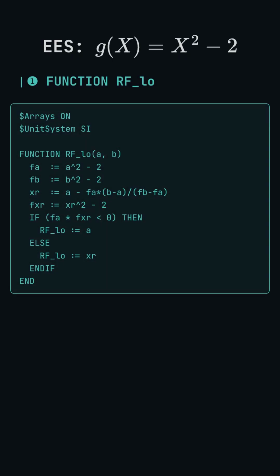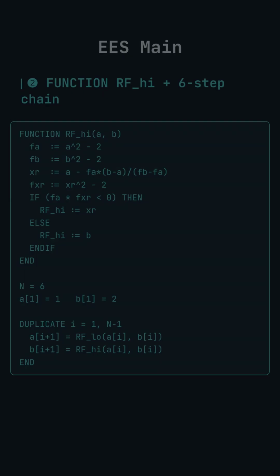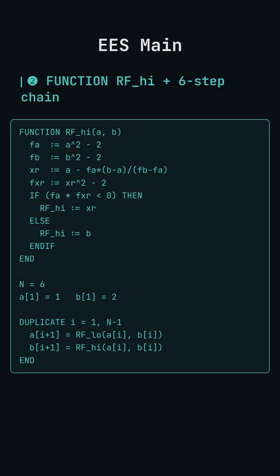In EES, define two bracket update functions. Rf underscore low returns the new lower bound. It computes xr from the code formula, checks the sign condition, and returns a if the root is in the left subinterval or xr otherwise. Rf underscore high is symmetric. It returns b if the root is in the right subinterval or xr otherwise. The duplicate chain then calls both functions each step, narrowing the bracket automatically.